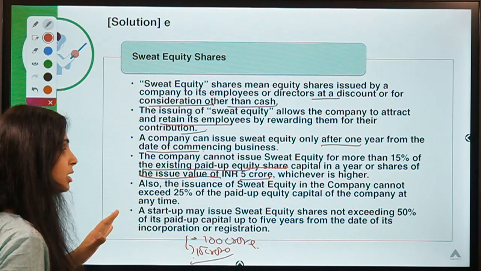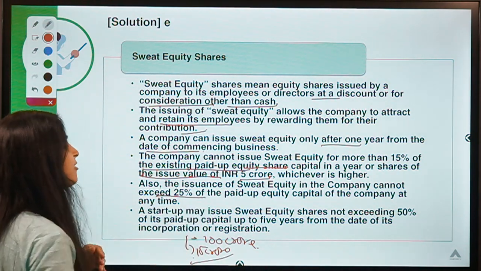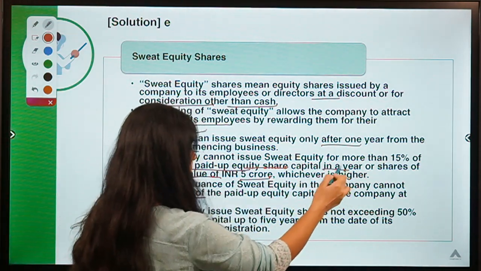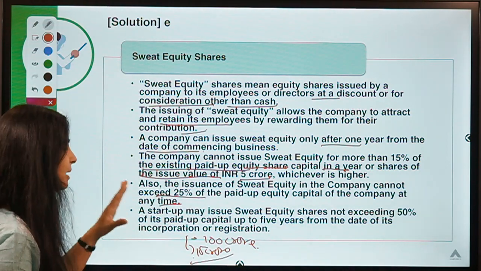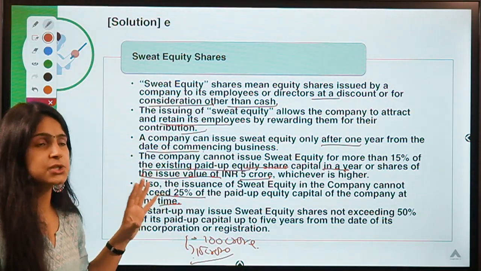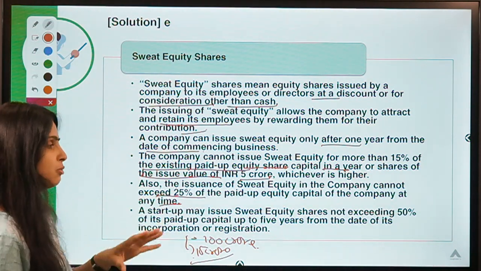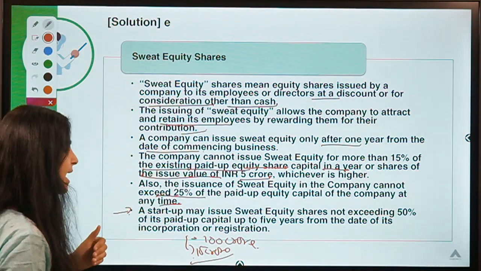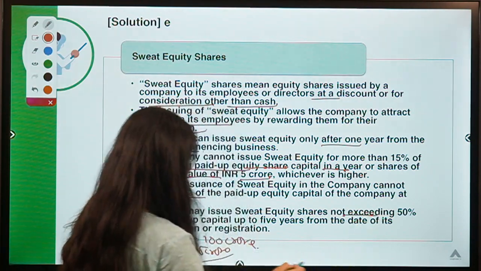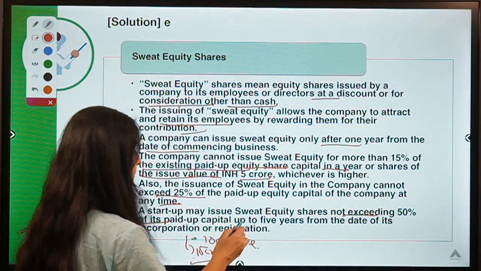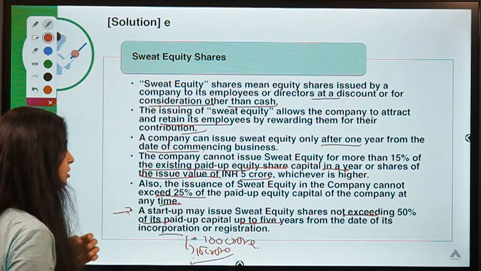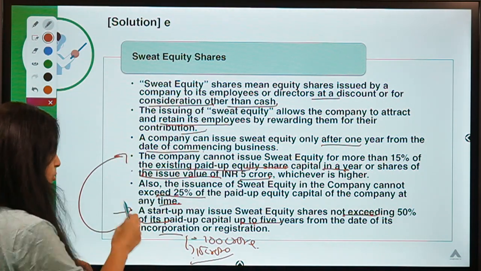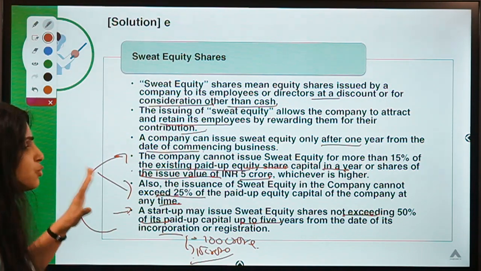Also, this issuance of sweat equity in the company cannot exceed 25% of the paid up capital at any time. So this limit is for 1 year, and this is the permanent limit, that at most, at one time, 25% of the shares of a company should be issued as sweat equity shares, not more than that. But the rules are a little relaxed for startups, as they may issue sweat equity shares not exceeding 50% of the paid up capital up to 5 years from the date of their incorporation, and after 5 years, they would have to follow these two rules, right? So this is sweat equity shares.